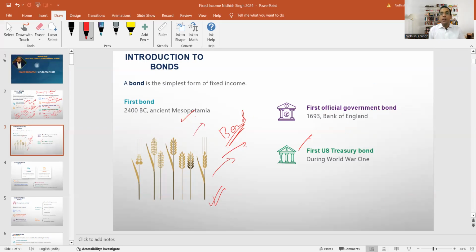Similarly, fast forward to 1693, the first official government bond was issued by the Bank of England, and in the US during World War I. So around 1920 to 25, the first US Treasury bond was issued.